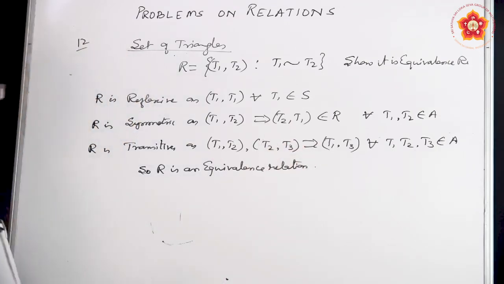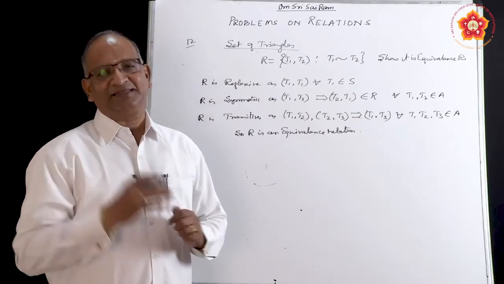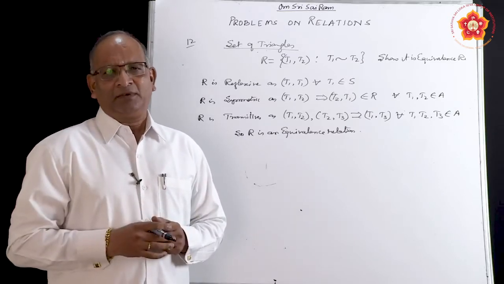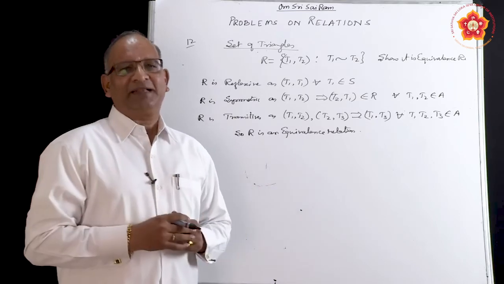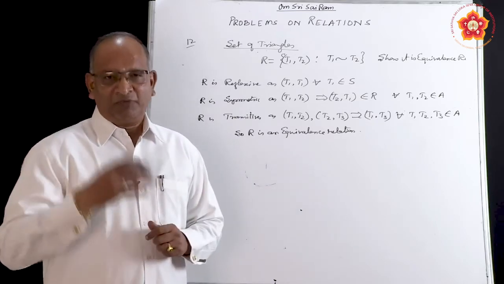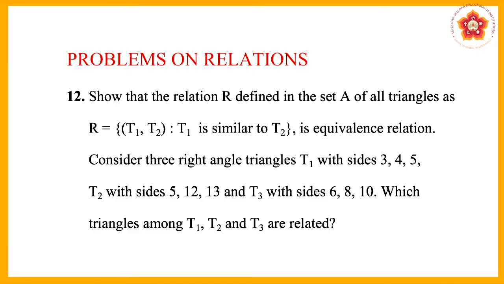Why is it an equivalence relation? Because it is reflexive, symmetric as well as transitive. What do you mean by triangles being similar? Corresponding angles are equal, corresponding sides are proportional. We will use this particular concept to solve the second part of the problem. What does the second part of the problem say? Triangle T1 has got sides 3, 4, 5.